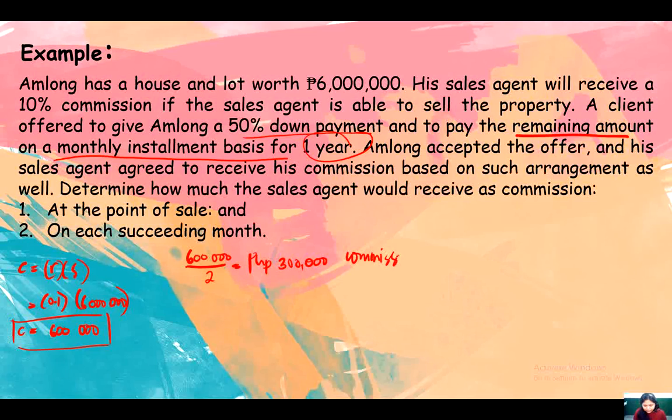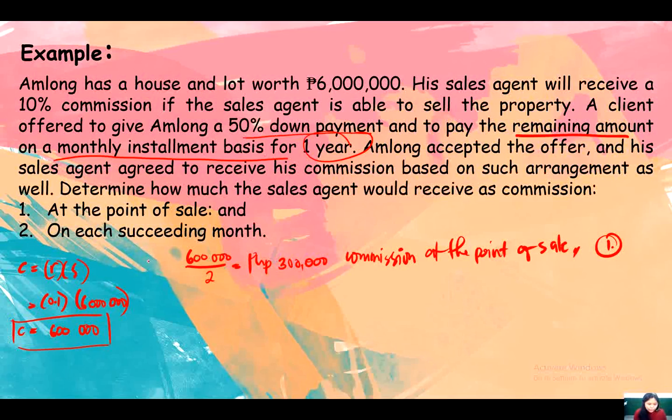Okay? So ibig sabihin, at the point of sale, so 300,000 is the commission. So let me write this. Commission at the point of sale. Okay? So now we are going to determine, so this is the number 1. So we are going to determine on each succeeding month. So what is the commission on each succeeding month?